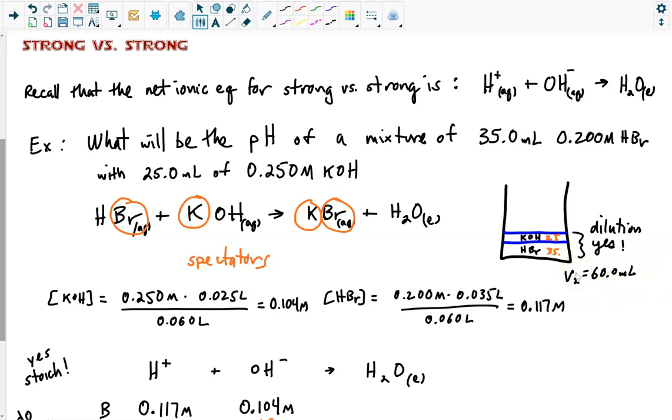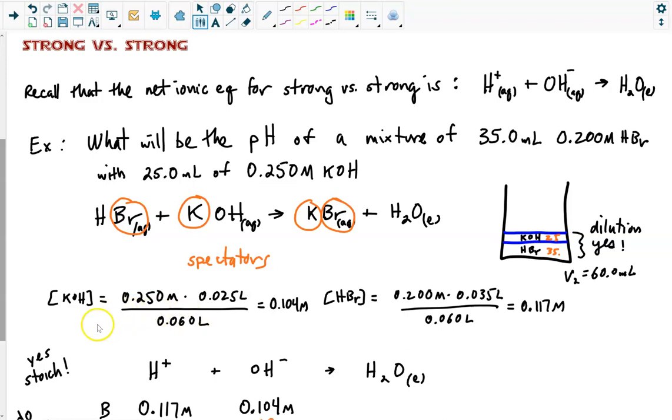And so the number of moles of HBr that were in there are now going to be dissolved in 60 milliliters rather than 35, and the OH that was in there, right, the KOH, is now dissolved in 60 milliliters when it was previously dissolved in 25. So the question is, is there a dilution? Yes. So you need to calculate the new concentration.